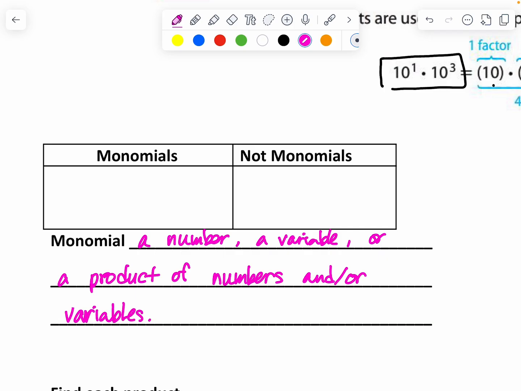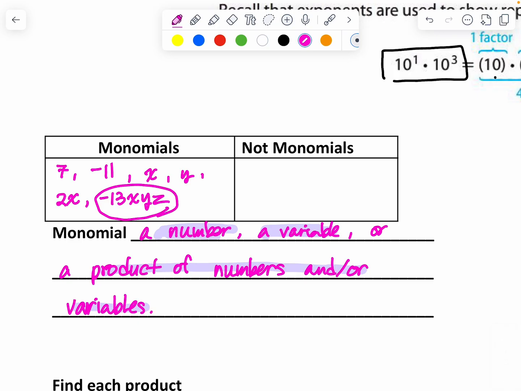Okay. All right, so let me give you some examples of monomials. A monomial can be a number. So you could have, I don't know, like the number 7. That's a monomial. It could be a negative number, negative 11. That's a monomial. It could be a variable. So x, y. Okay, those are monomials also. Or it could be a product of numbers and or variables. So it could be 2 times x, so 2x. Or it could even be negative 13 times x times y times z. There's a lot going on there, but this is still considered a monomial.